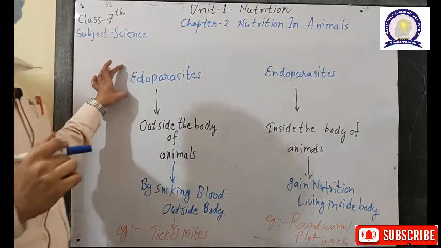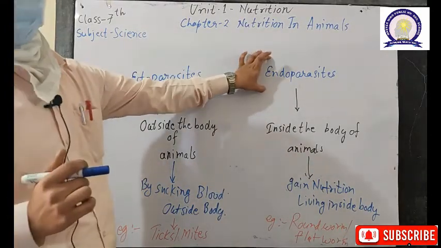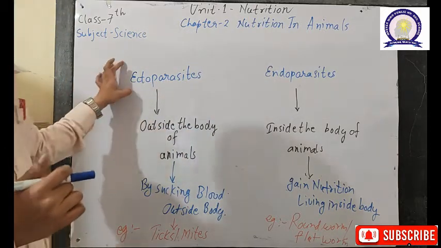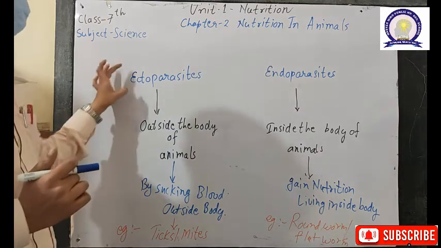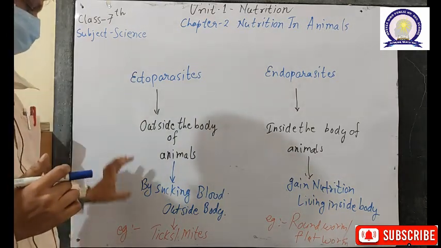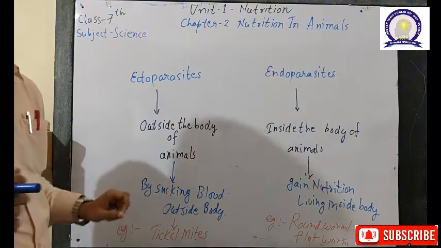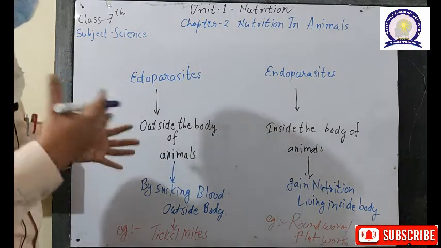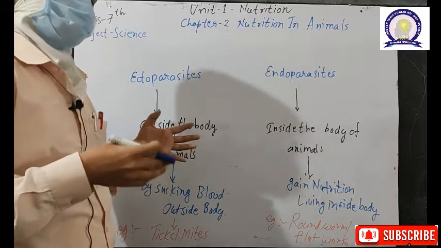There are 2 more headings: the first one is ectoparasite and the second is endoparasite. So what are ectoparasite animals? Those animals who live outside the body of other animals are known as ectoparasites, and they gain their nutrition by sucking blood outside the body. That means they are present outside the body of the other organism or animal and suck blood directly from their blood vessels to gain their nutrition.